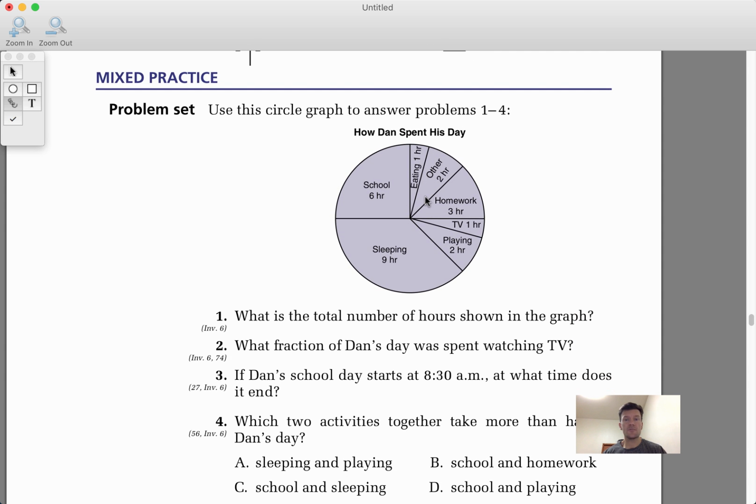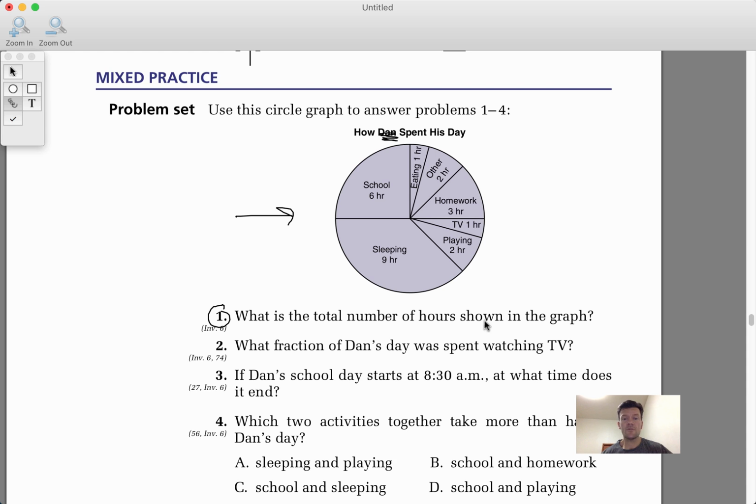All right, in the problem set, we're just going to go through these quickly, and I'll make some comments. Hopefully the comments will be helpful. This is a circle graph, dividing Dan's day, his hours that he spent in his day, into different activities. So we just need to be able to read this circle graph and collect the data and the information from it. Okay?